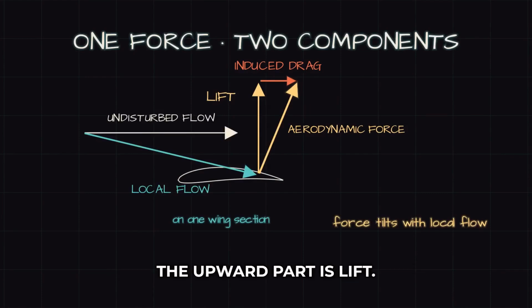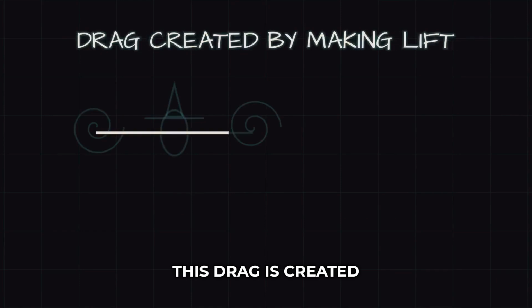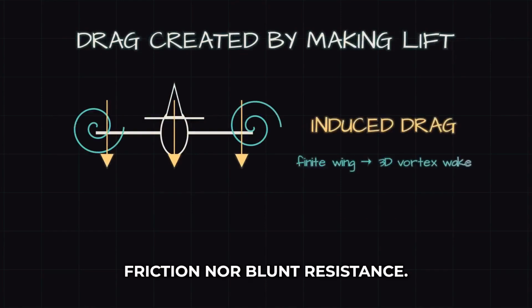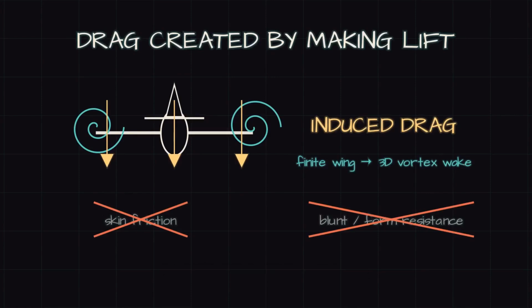The upward part is lift. The rearward part is induced drag. This drag is created by making lift. It is neither skin friction nor blunt resistance. It comes from the three-dimensional wake of a finite wing.